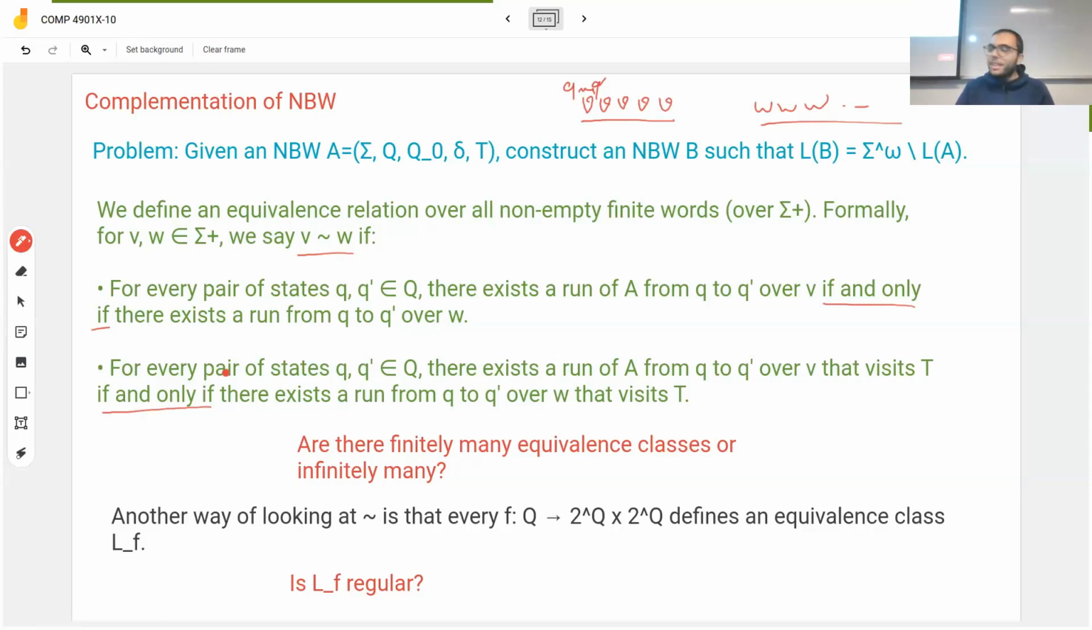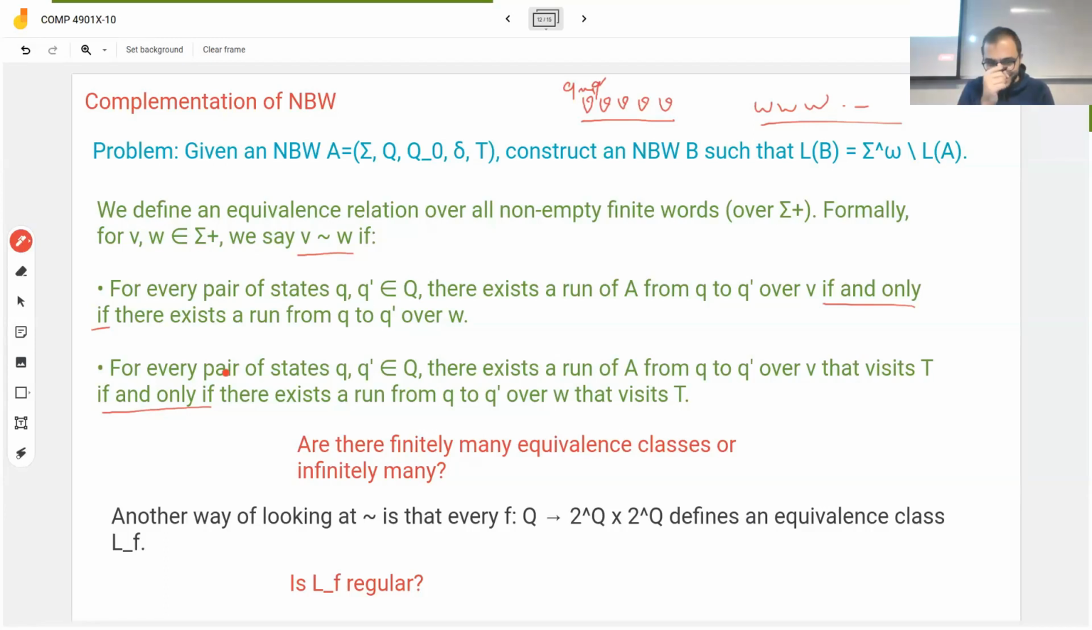So, answer this question. How many equivalence classes do I have? Do I have finitely many equivalence classes, or do I have infinitely many equivalence classes? Finite. Okay, why is it finite?